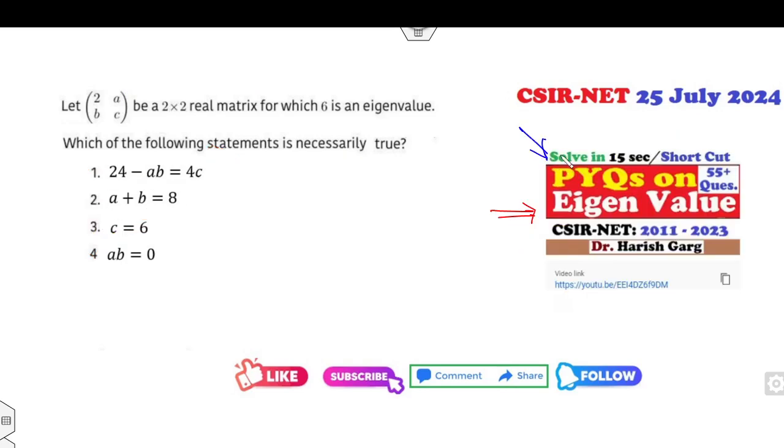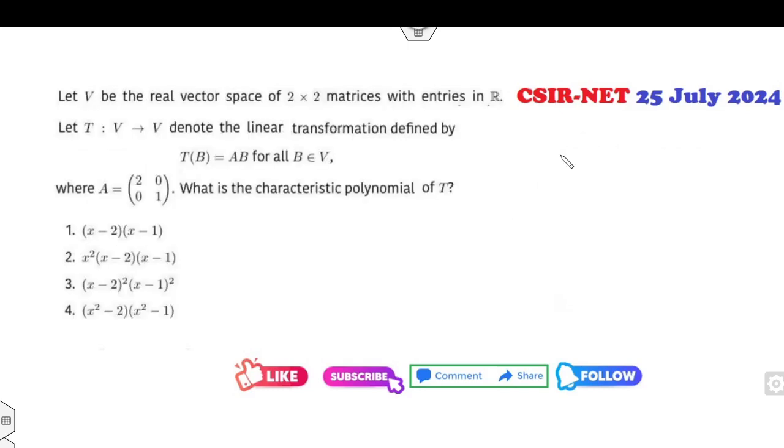Again, I recommend you watch my PYQ video on eigenvalues. Students, always remember, your target is not just to get the right answer. Your target is how you can approach the solutions in your examination or before the examination. Okay, look at this another one.